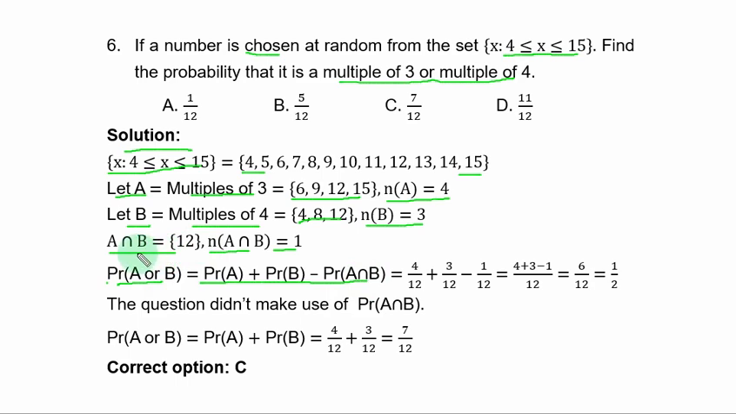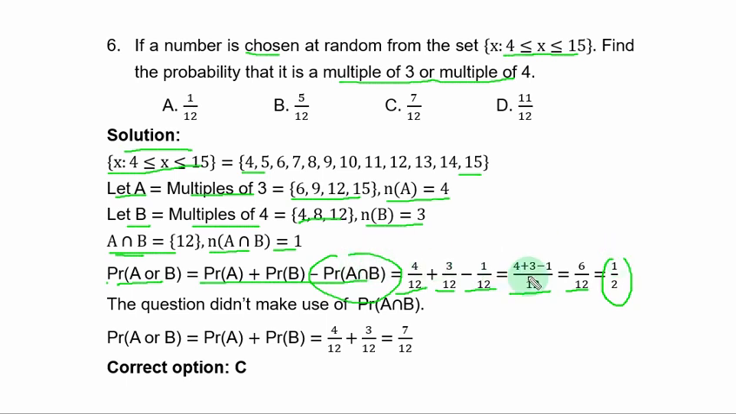Now, if the intersection is an empty set, this term becomes 0. So you always do a check. If there's no common element, you just take the addition of the two subsets. So this is set A. The total elements in the given set are 12. So you have 4 over 12 plus 3 over 12 minus 1 over 12. That simplifies to this. You have 6 over 12, and that is 1 over 2.